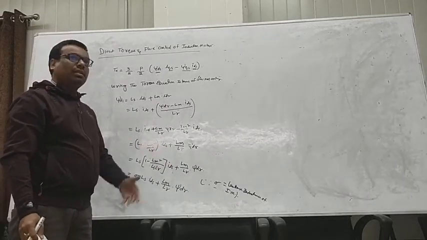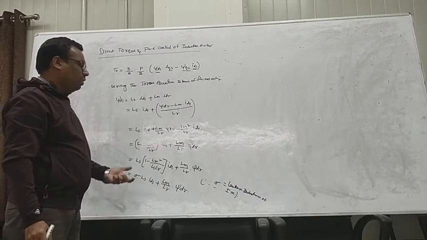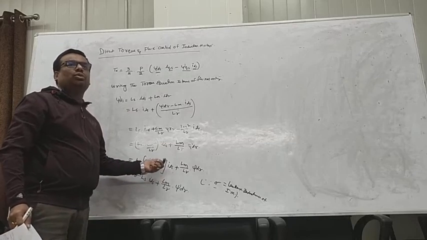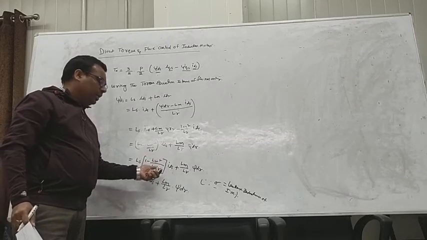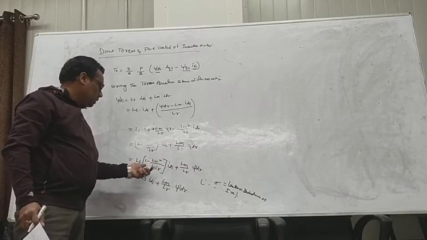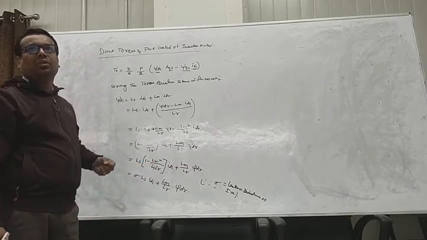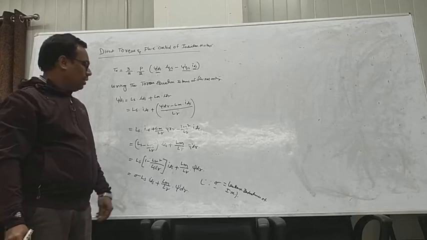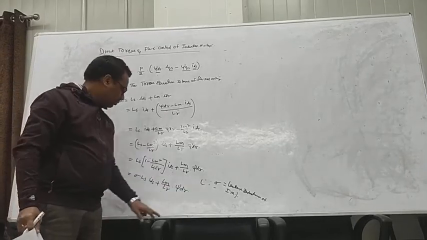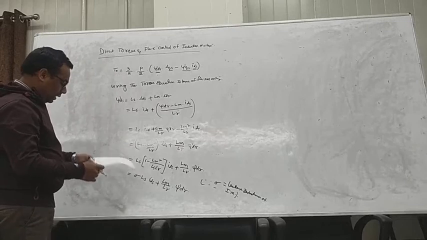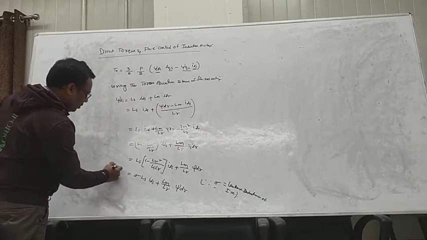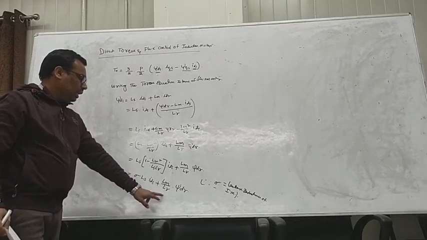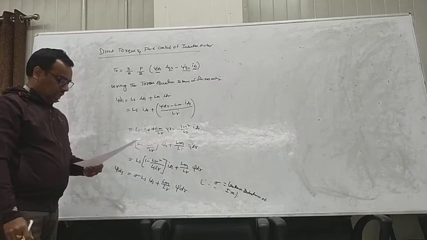So if the leakage inductance is 0, in the sense that Ls into Lr is equal to Lm square, then this sigma value is 0. It means the coefficient of coupling is 1, tightly coupled, there is no stator and rotor flux leakage, so the sigma value is 0. So finally psi ds is equal to sigma into Ls into IDS plus Lm by Lr psi dr.